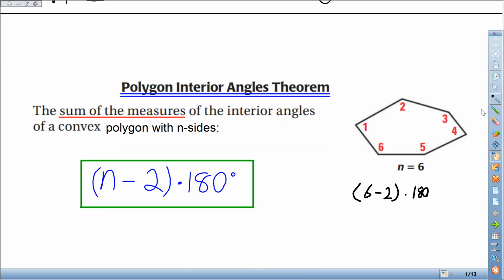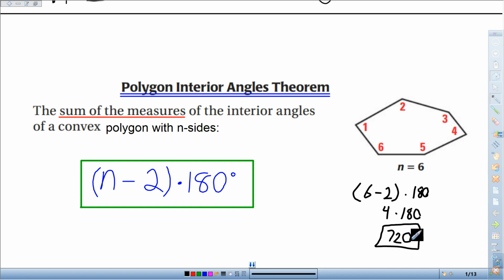From here, normally I just do the subtraction in my head and then grab a calculator, but just to show this step here, we're getting 4 times 180. I don't expect you to do this in your head. If you get a calculator, it looks like this is going to be 720 degrees. What that means is these six angles, when added together, will equal 720 degrees. Just by the way, that's the case for any six-sided figure, any hexagon, right?